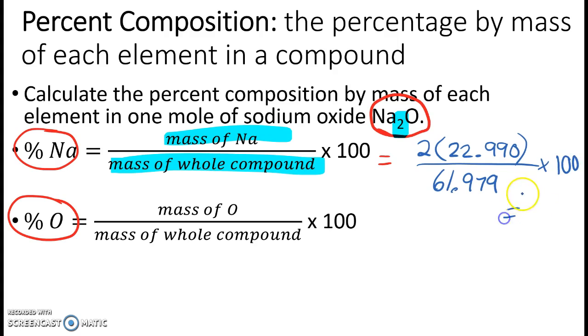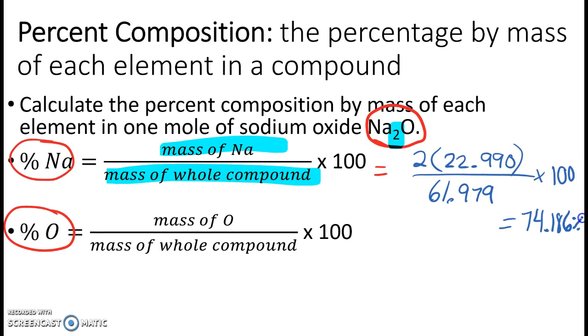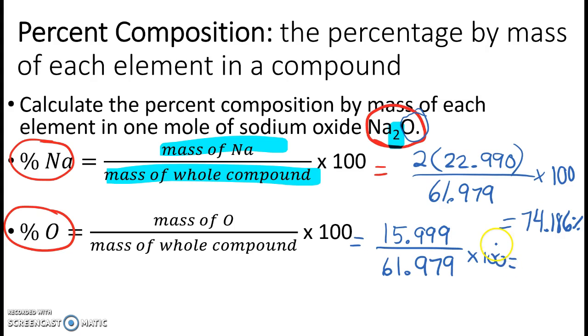to get 74.186%. And then the other part of the problem, we'll have the mass of oxygen in the numerator. We can see that in this formula we only have 1 mole of oxygen. Molar mass of 1 is 15.999 divided by molar mass of the whole thing, and then again multiplied by 100.